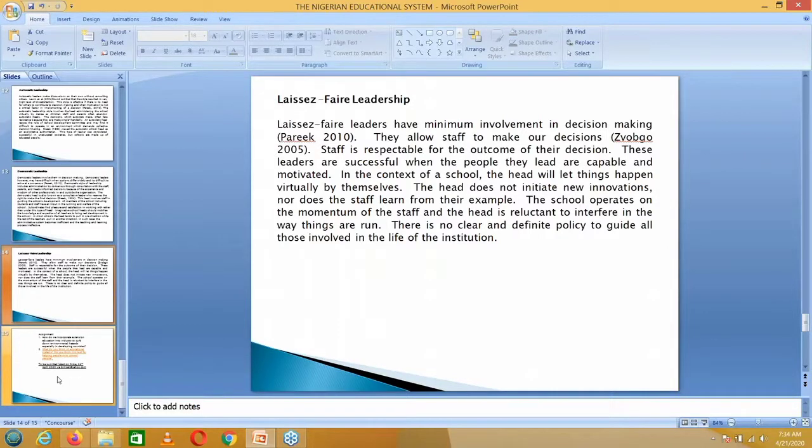of the school. So the head does not initiate new innovation. The head is not seen as the most respected staff of the school or administrator. It's only the staff that is respected, and they are the ones making decisions within the school. So there's no clear and definite policy to guide all those involved in the life of the school. This is one of the disadvantages of the laissez-faire leadership style.